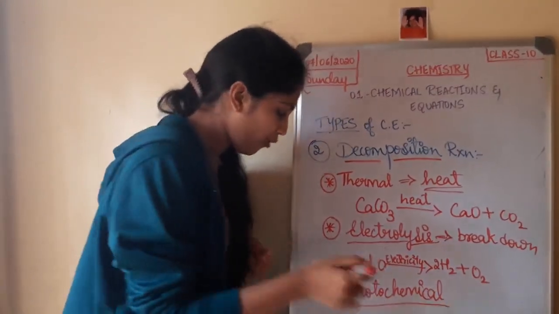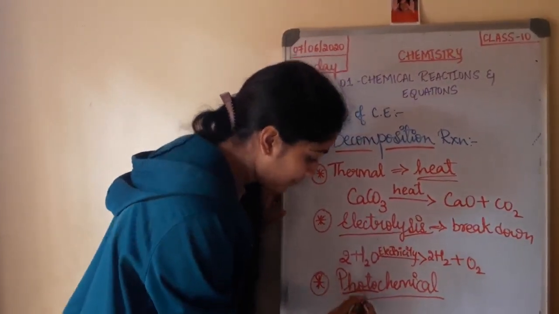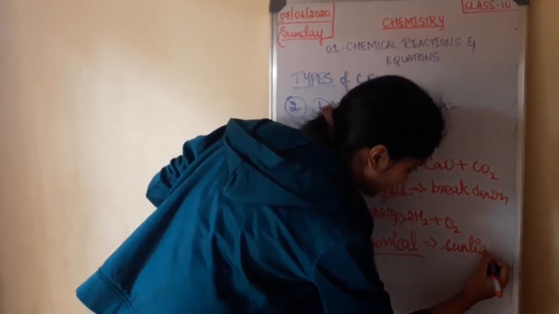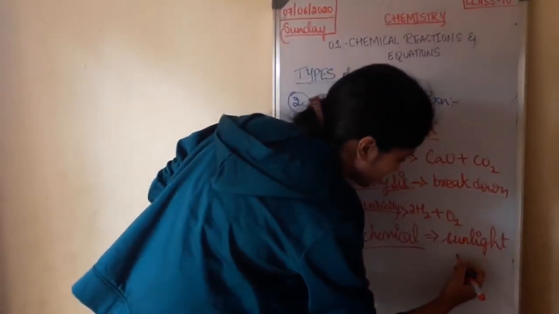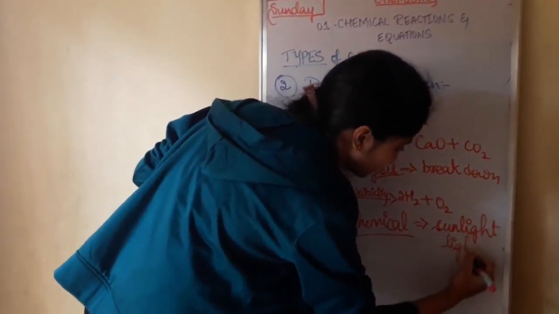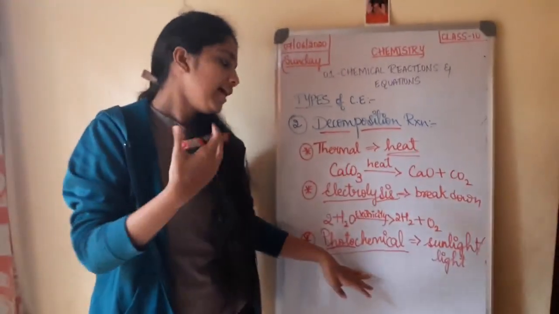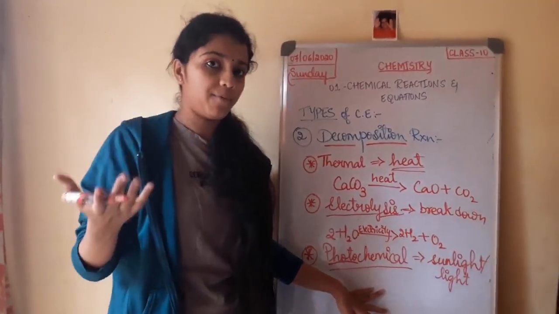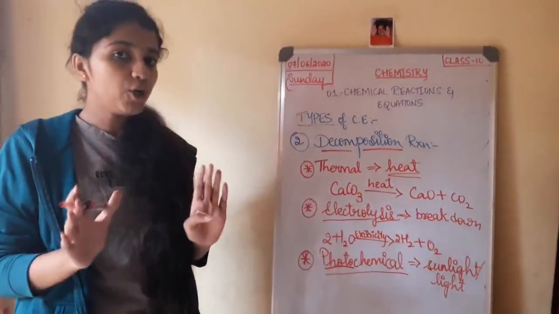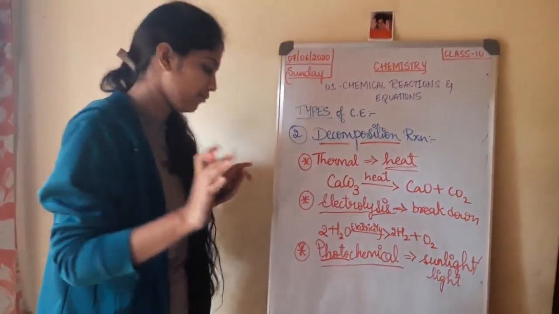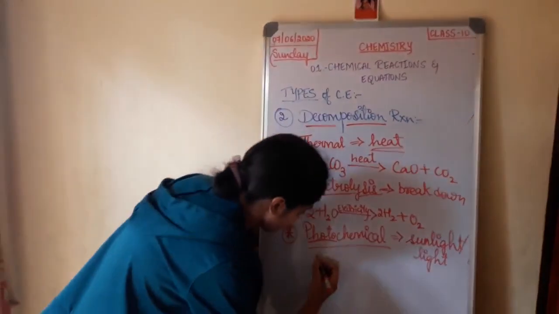Photochemical. In presence of sunlight or light, when a single compound breaks down into simpler byproducts, that is called photochemical decomposition reaction. Now, that can also be done as an activity, but for now, just see this example.